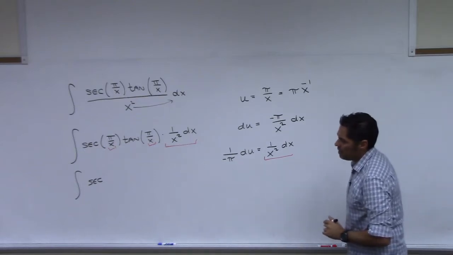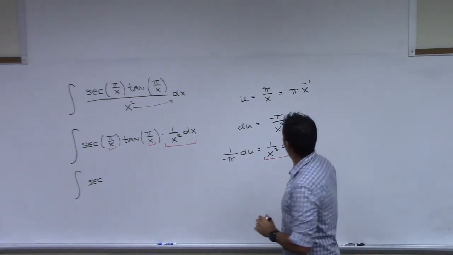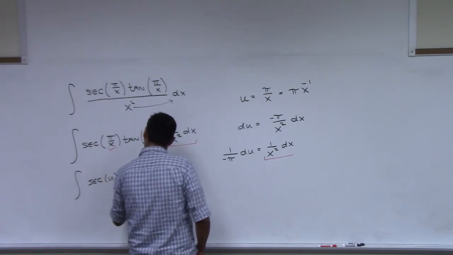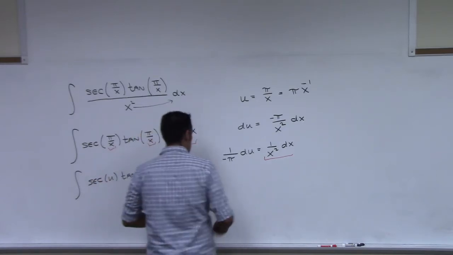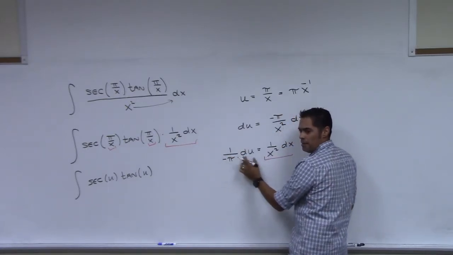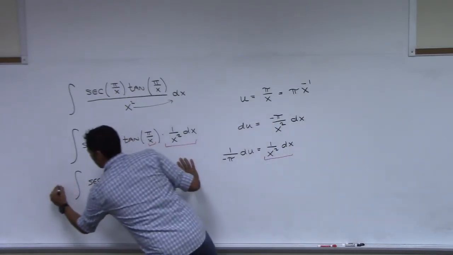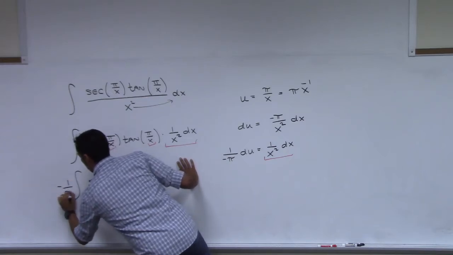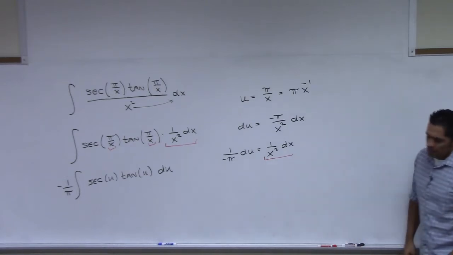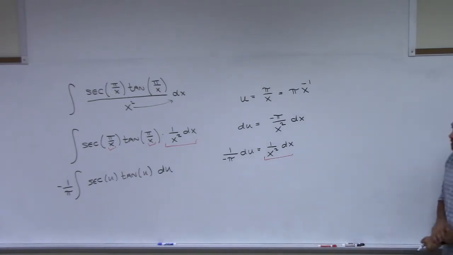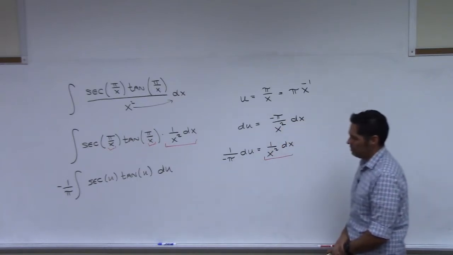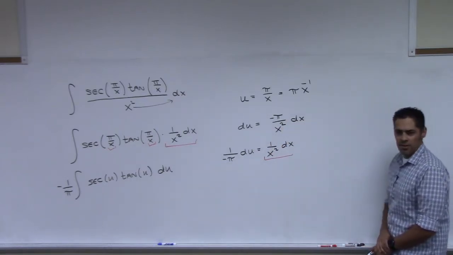So this becomes secant what? Secant u, tangent u, and then this whole thing right here gets replaced with this right here, right? And I'll write it like this, negative 1 over pi du, like that. And now I need to know what the antiderivative of secant u tangent u is. Uh-oh. It's just secant u.